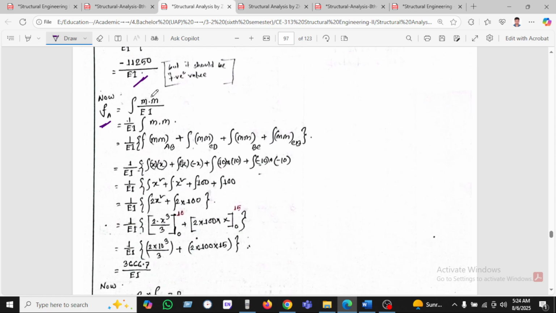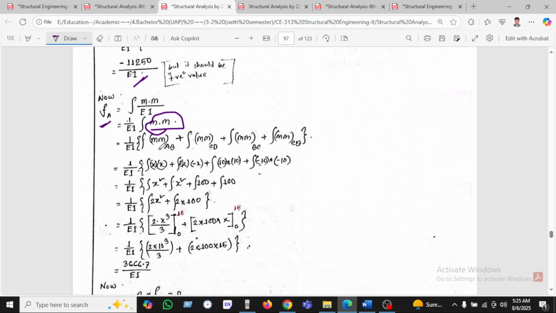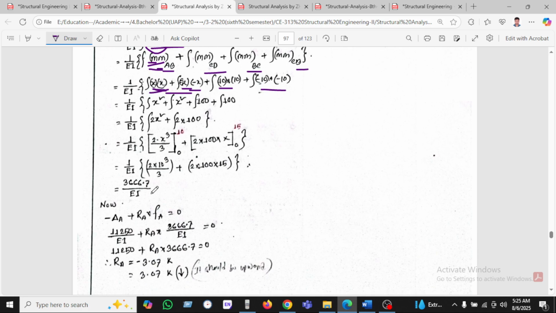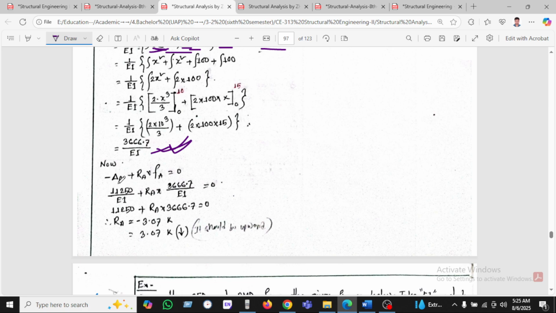For FAA, small m into small m, so there is no other issue. This is the small m diagram I have already shown. We have small m for AB and CD and BC and CD. So we multiply it twice: x into x, minus x twice, and 10 into 10 twice, minus 10 into minus 10 twice. After putting in these values, we find the result. Now this is our final formula, del A minus AB into FA. Putting in this value, RB is found here, and this is our answer.